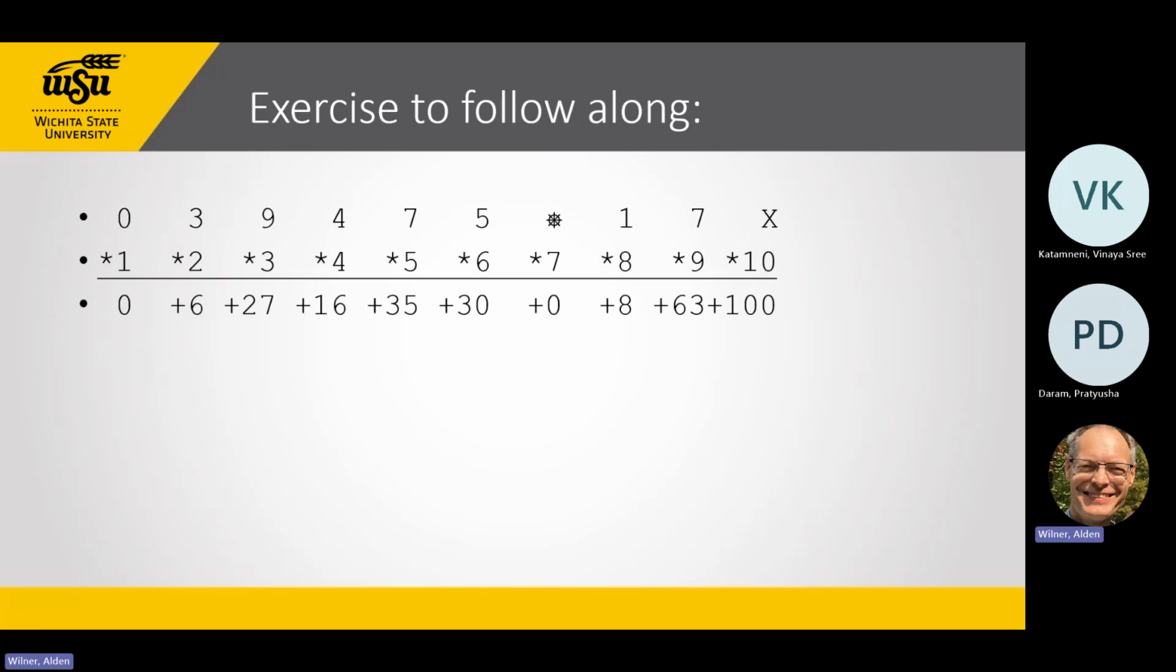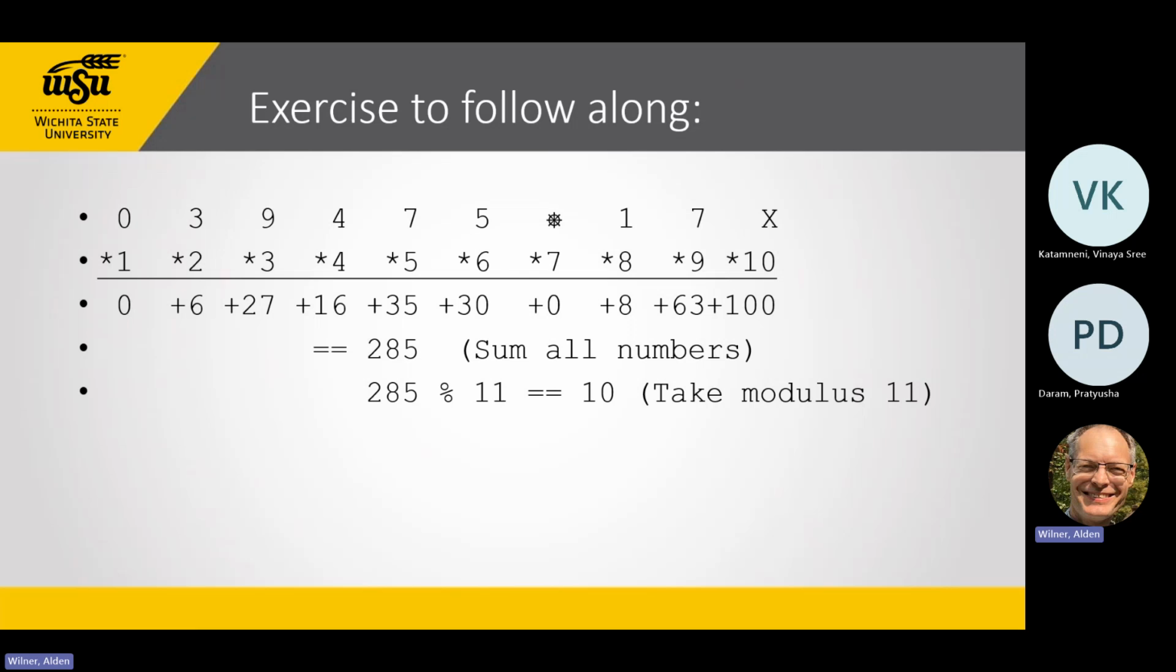Who wants to try and do it quickly? Anybody? Too late. I beat you to it. We add all those numbers up, we get 285. Now we take 285 modulus 11. What do you get? Surely you've got a calculator with modulus on it, right? You get 10. Yes, absolutely.